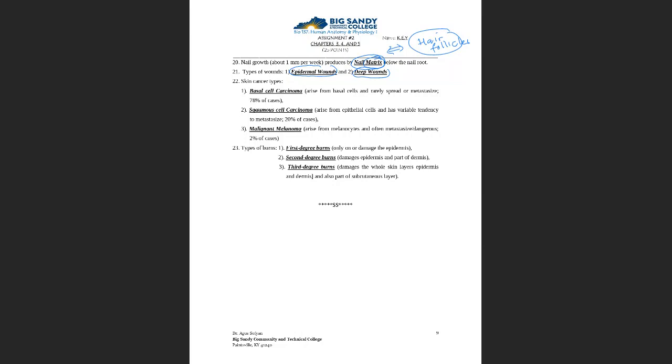Mostly it's called basal cell carcinoma. It arises from basal cells. It is not that dangerous because it's not spreading. 78% of skin cancer is this basal cell carcinoma type. The second one is squamous cell carcinoma. This arises from epithelial cells, the keratinocytes. This is about 20% of skin cancer cases. And usually it's between dangerous and not dangerous. Sometimes it spreads to other locations in our body.